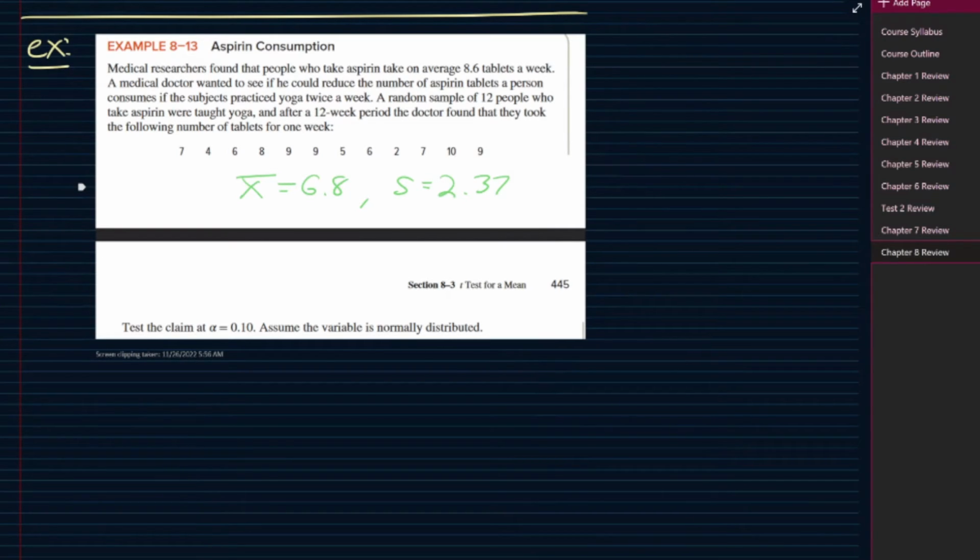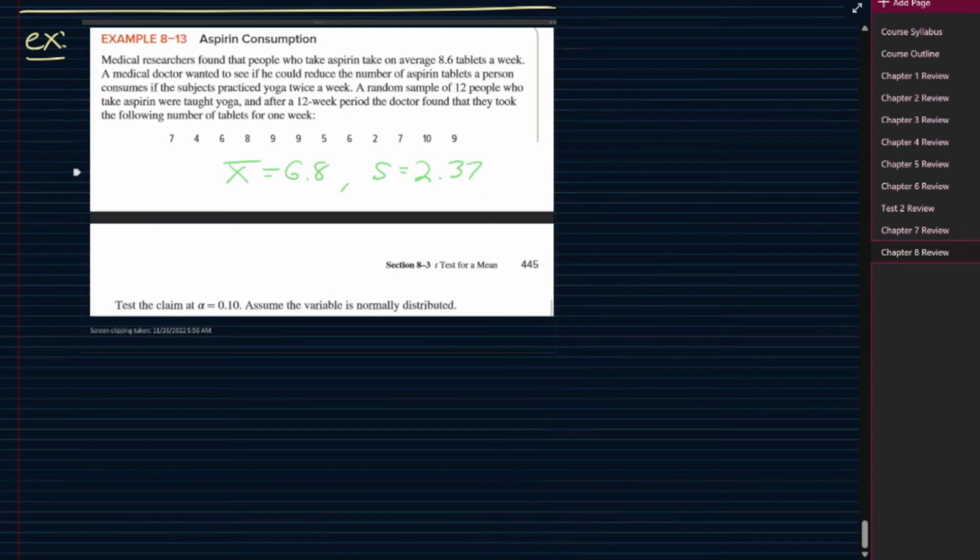But we discussed these months ago in the very early chapters of how to calculate the mean of a sample and the standard deviation of a sample. So if you've forgotten those, make sure to go back to the previous notes. I guess it's under chapter 1, I think.